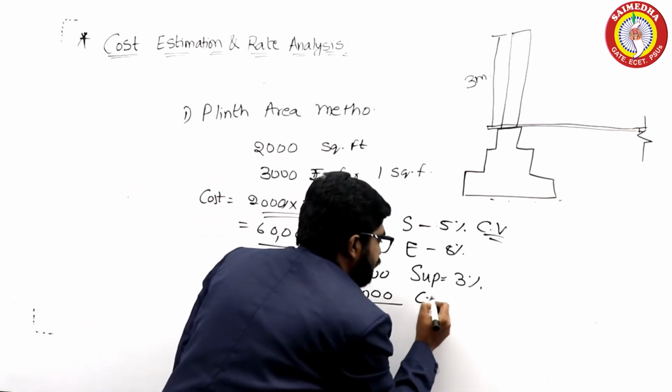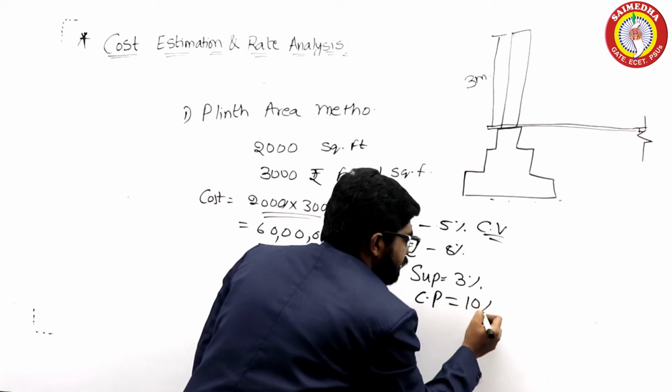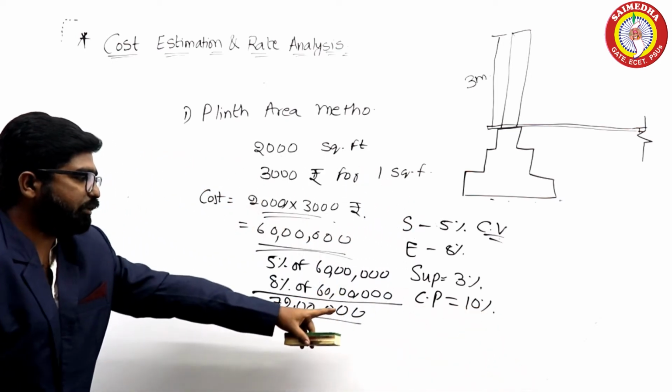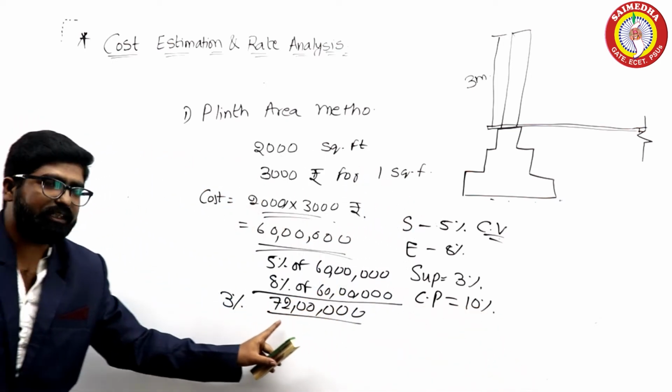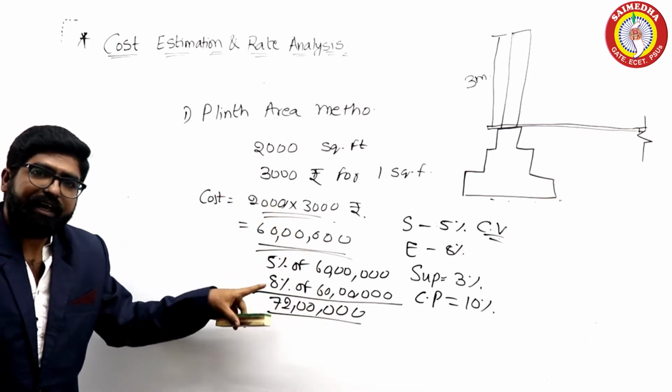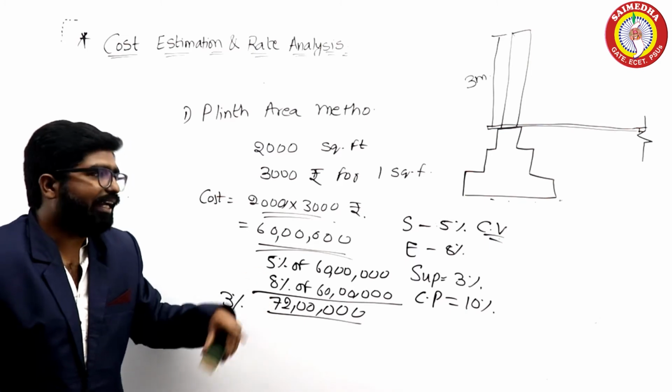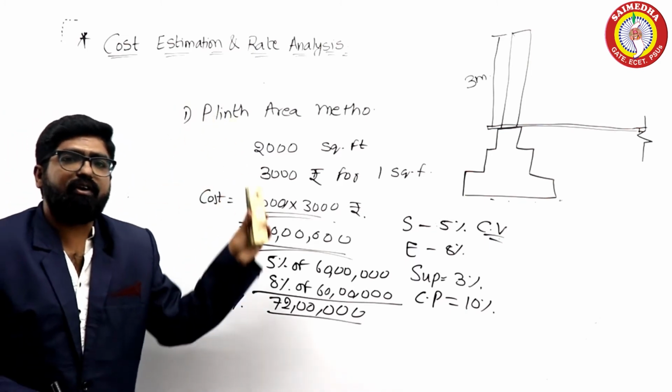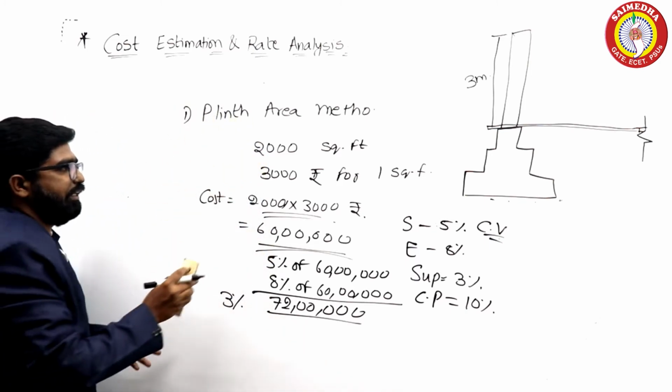And contractor's profit. Contractor's profit, let us assume 10%. Then this contractor's profit also you should take for 10% of 72 lakhs after adding supply of water and electrification cost. Then we can find the overall cost of the project by this plinth area method.